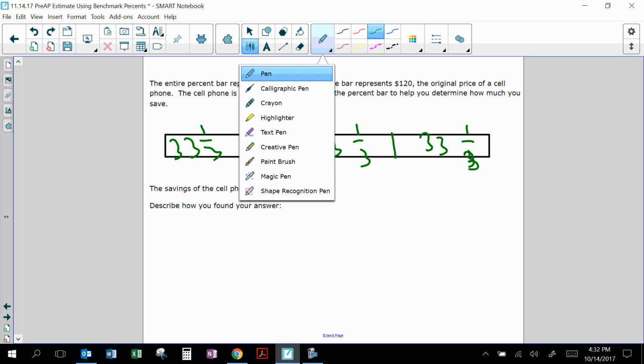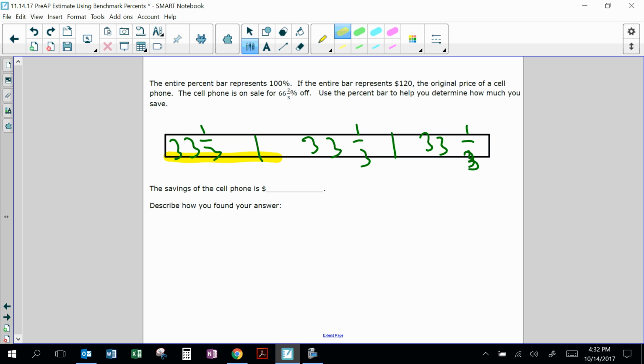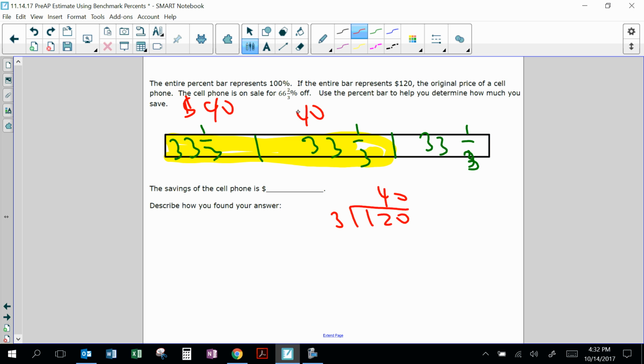If you don't see it, let me show you. If I highlight this, this represents 66 and two thirds percent. So we need to break $120 into three sections. That's $40 for every 33 and one third percent. So if you have 66 and two thirds percent, then it's two groups of $40, which will be $80 savings.